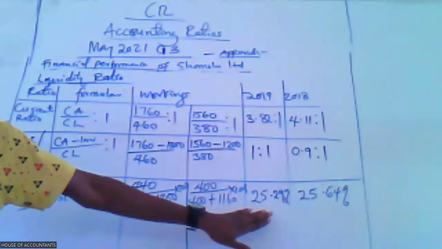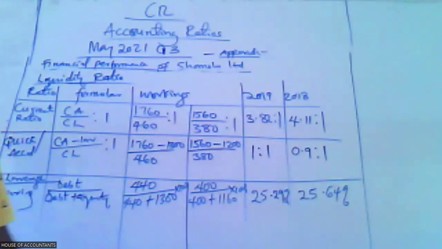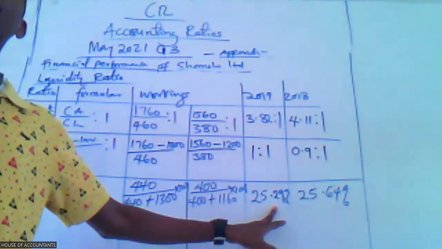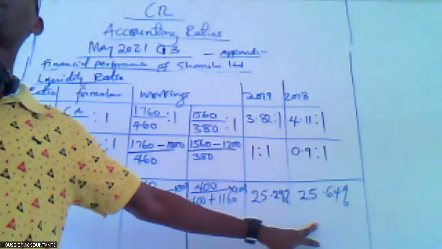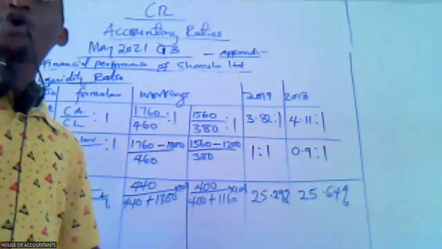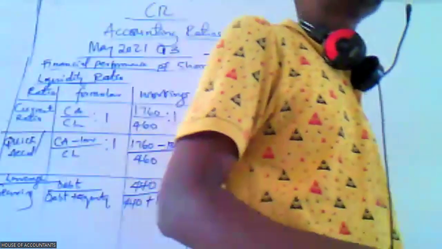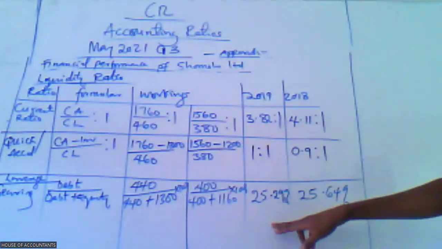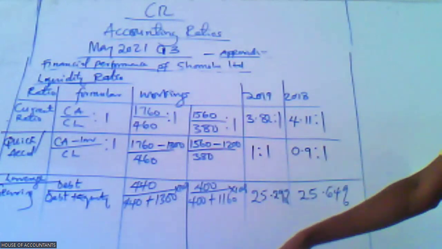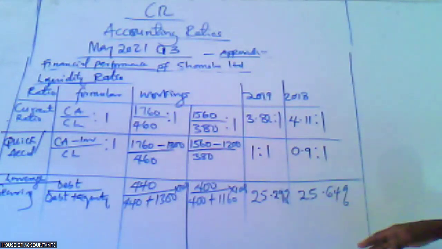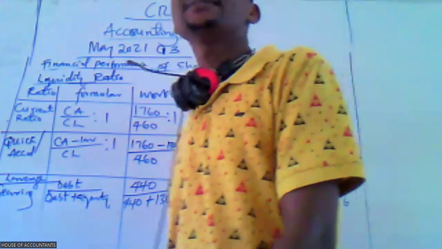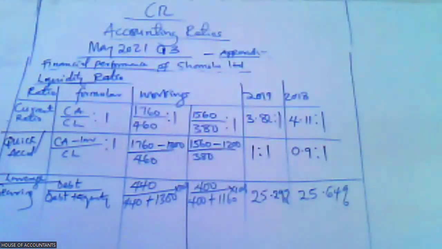But now they are still normal, and they are doing better in 2019 than 2018. Though they are okay, the company is not highly geared, but they are doing better in 2019 because they have a lower percentage of gearing ratio than 2018. Are we getting the gist now? To calculate is good, but you must be able to interpret.